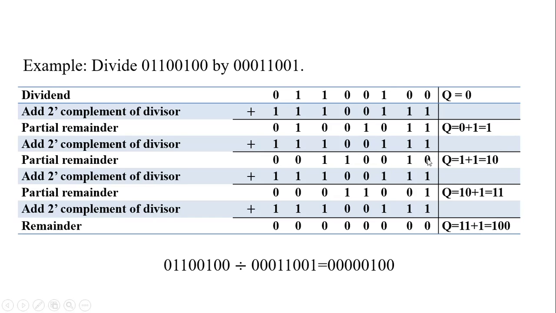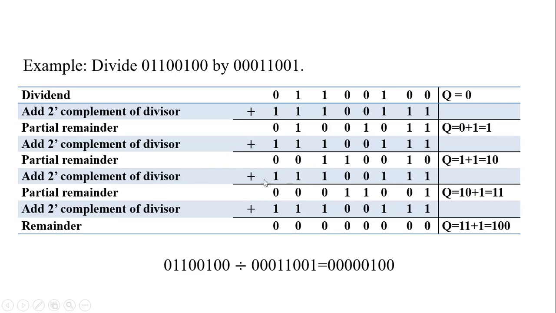1 plus 1 is equal to 0. 1 plus 0, 1 is carried, so 1 plus 1 plus 1 is equal to 1 1. So apply addition rules over here. So this is the third partial remainder. So we get a partial remainder, so we add 1 to the quotient. 1 plus 1 is equal to 1 0. This is binary addition. 1 plus 1 is equal to 1 0.